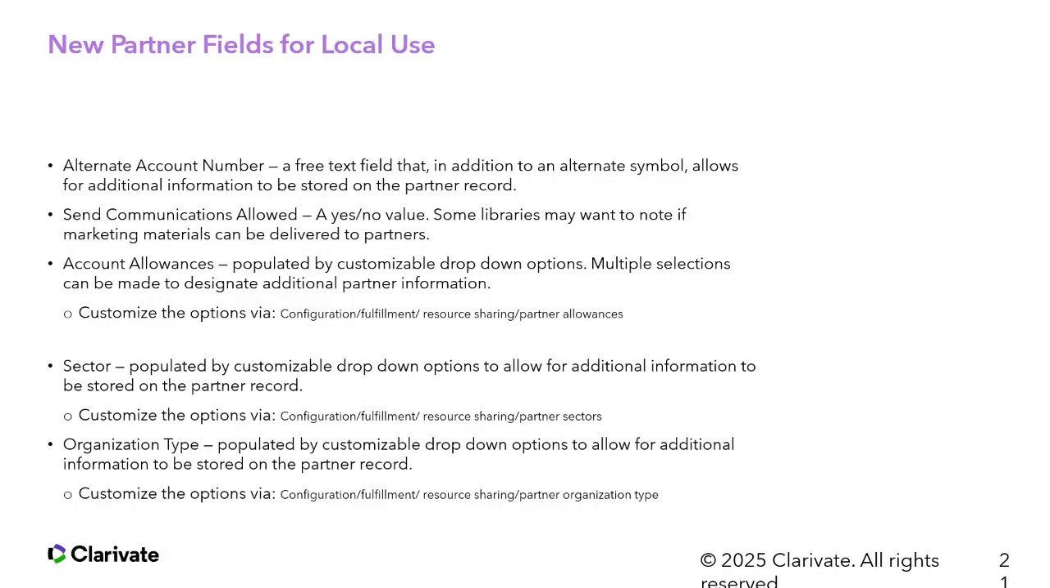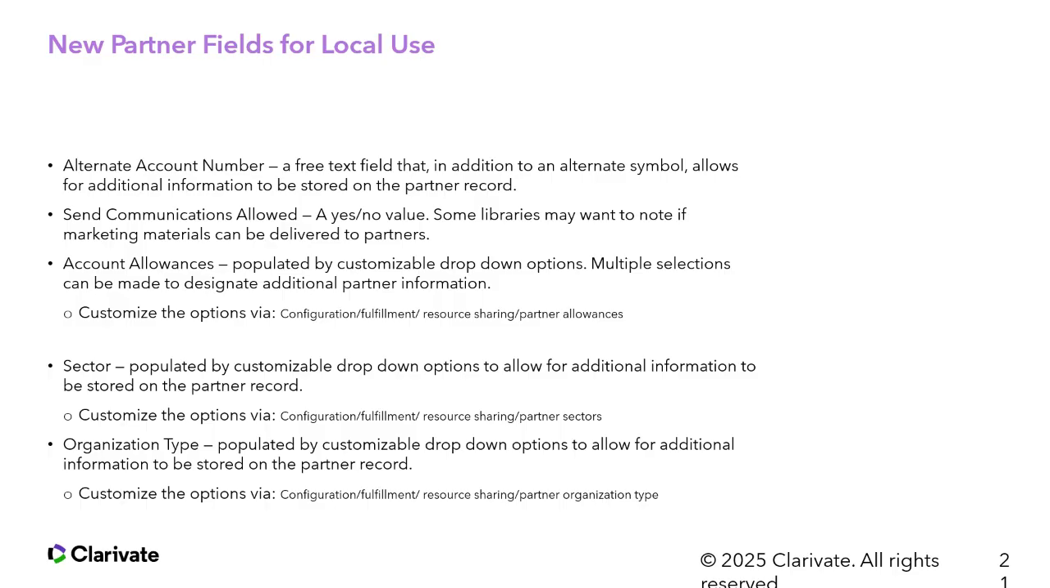The first being alternate account number. It's a free text field that is like alternate symbol in that they're both free text fields and allows for additional information to be stored locally on your partner records about your different partners. Some libraries may find value in using this field to log account numbers that match this partner record to their CRM use or to an outside finance system use, or otherwise for hosting additional information about a partner record.